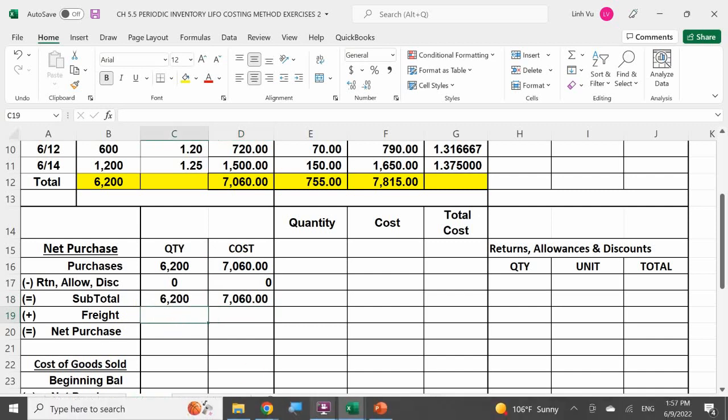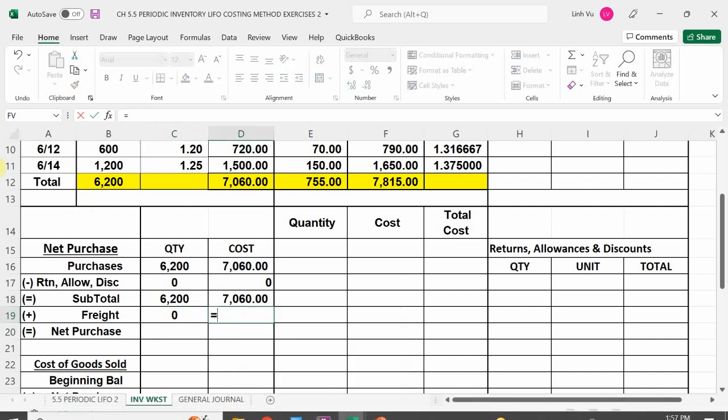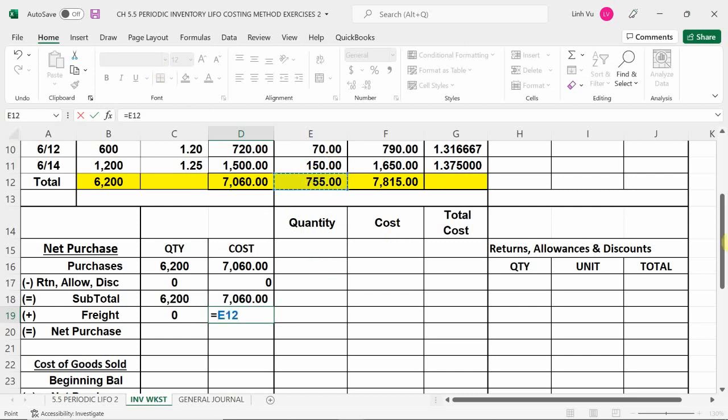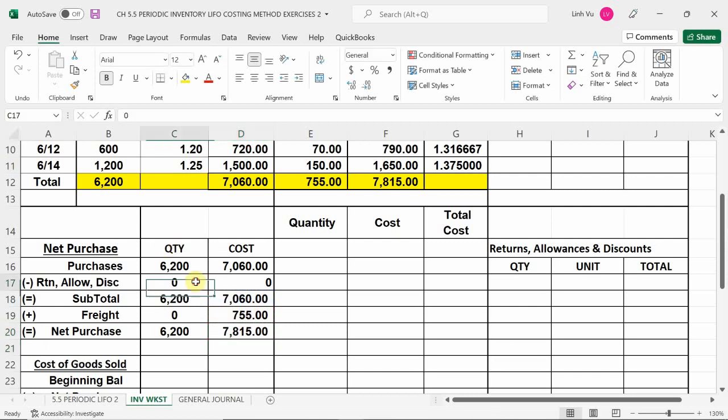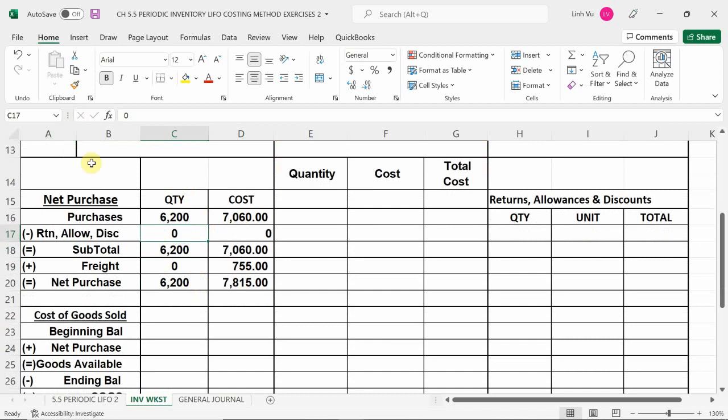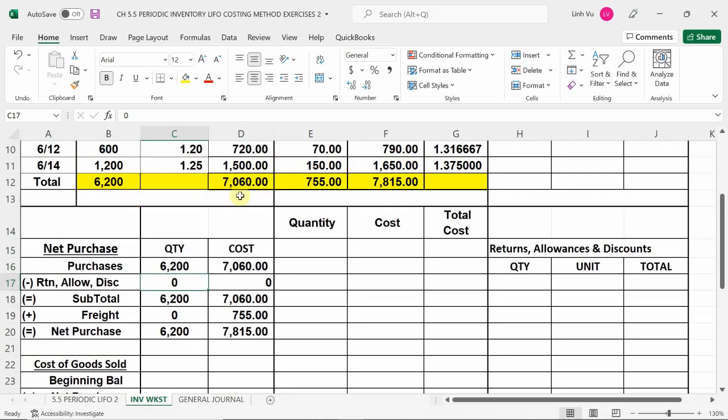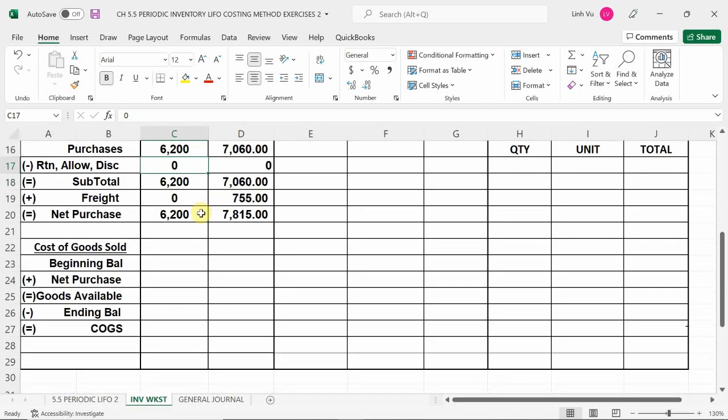Freight adds 0 to the quantity, but it does add to the cost, right? You're going to add $755, to give you a total net purchase of 6,200 units at a grand total cost of $7,815. So again, all these numbers are going to come from calculating from above here.